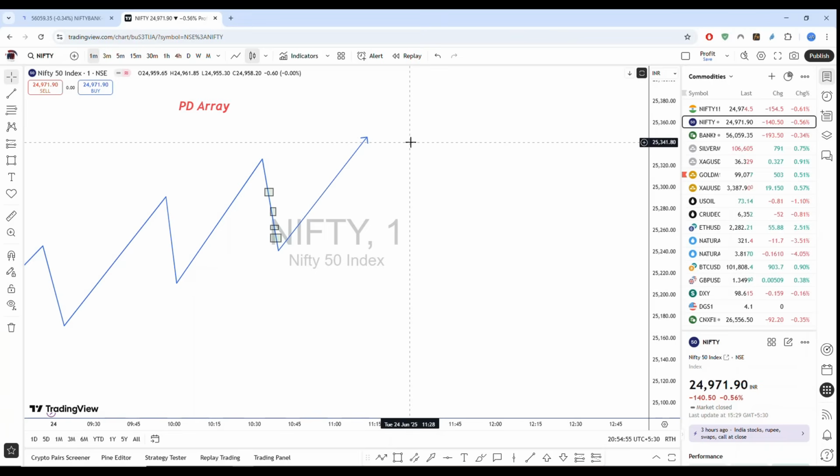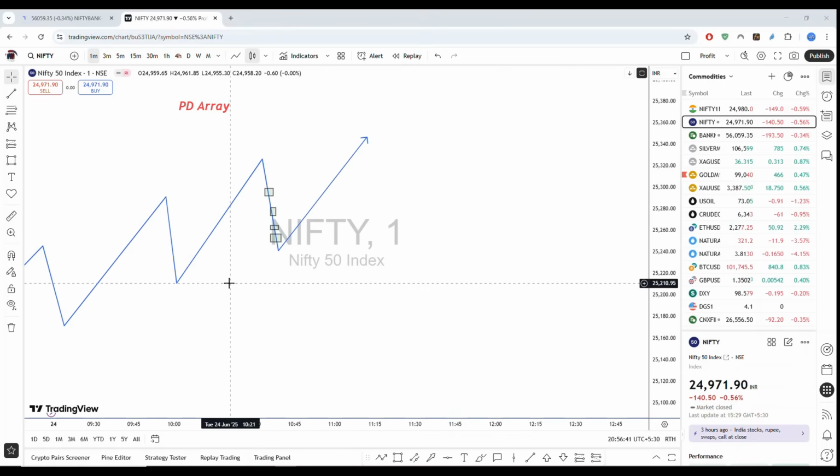Due to this, some retailers do what? Let me enter every single opportunity. So what happens? Your money will be drained out in every single opportunity. You have to be very picky and choosy with opportunities. You are not supposed to enter every single opportunity. So how are you going to achieve this? What is the solution for that? The solution is, you can cut down the entries which are not better using PD array.